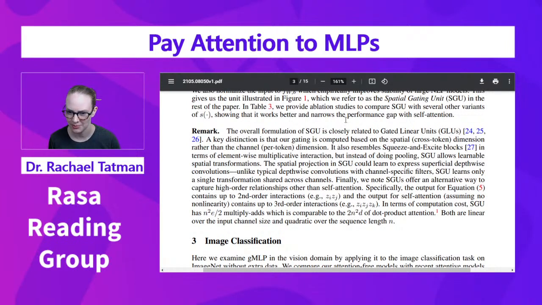It also resembles squeeze and excite blocks. That's an awful name. I don't like that. In terms of element-wise multiplicative interaction, but instead of doing pooling, SGU allows learnable spatial transformations. The spatial projection in SGU could learn to express superficial depth-wise convolutions. Unlike typical depth-wise convolutions with channel-specific filters, SGU learns only a single transformation and shares it across channels.